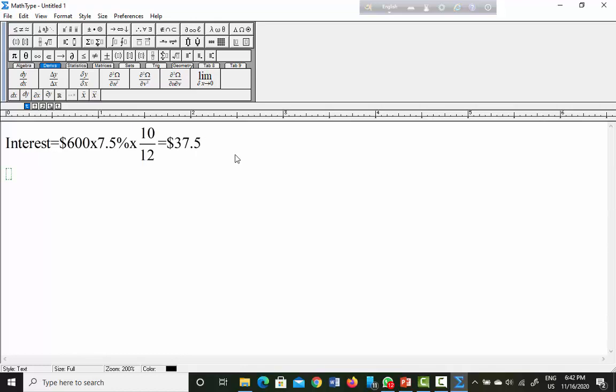And the principal amount, or the initial amount of investment, is $600. So this is the amount we have invested initially, right? Initial amount of investment. So how much will you get in total? That is the future value after 10 months.